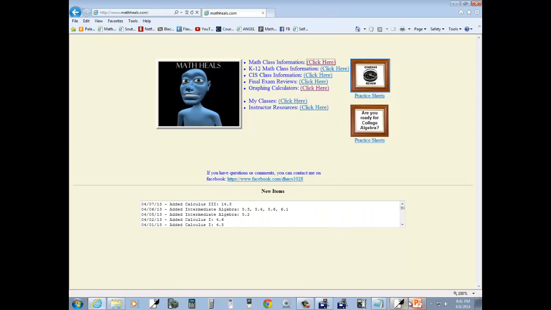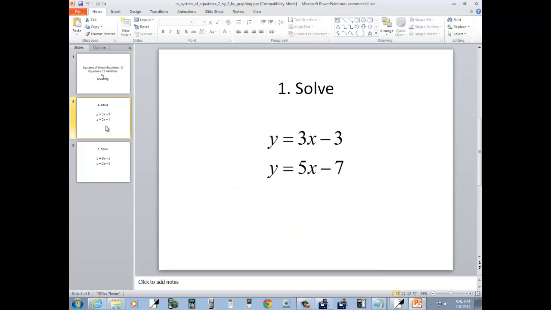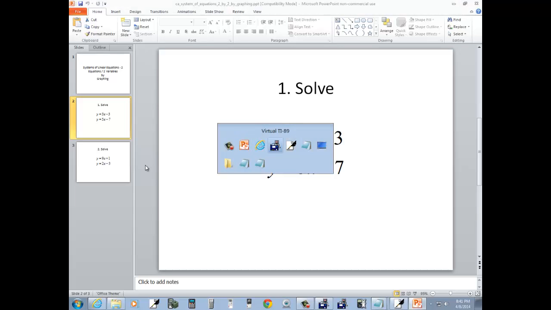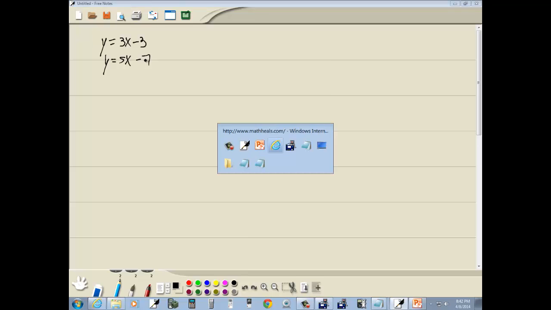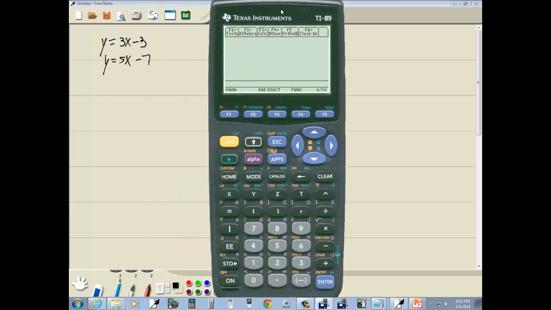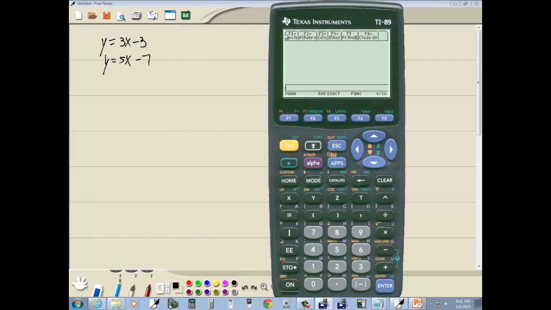Okay, let's look at this problem here. We've got y equals 3x minus 3, and y equals 5x minus 7. This method works out fairly well if you have y by itself, though we're going to see with our second example it's not perfect. There's a little bit of a problem with it.